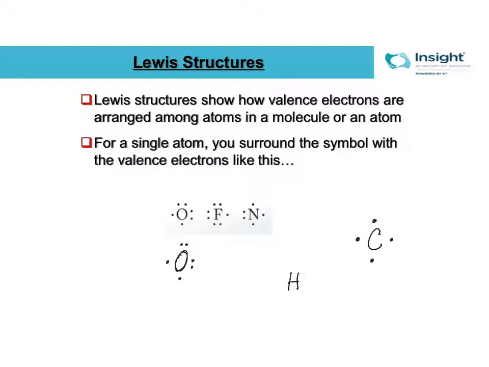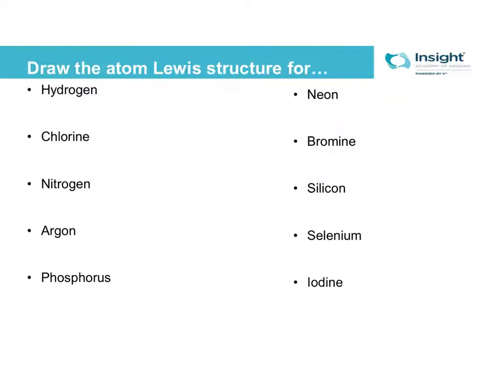Hydrogen. Let's go with hydrogen. Hydrogen has 1 valence electron. It would look like that. Aluminum has 3 valence electrons. It would look like this. Just remember you're going to draw 1 on each side first, and then you start doubling up. So try practicing this. See if you can get the Lewis structures drawn for these chemicals. We've already done hydrogen.